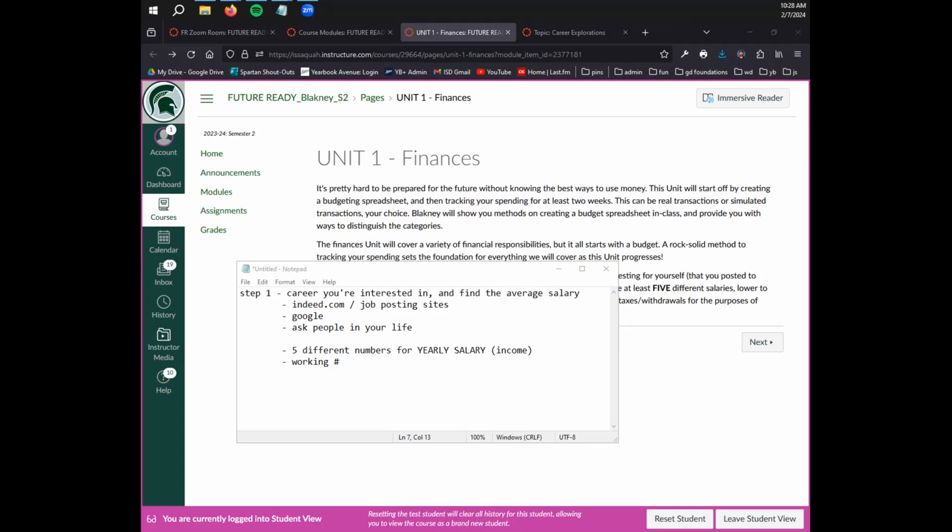I'm going to close the Zoom room because otherwise I'll just keep talking in circles. Let's get an average working number of how much you could make per year for your dream job.